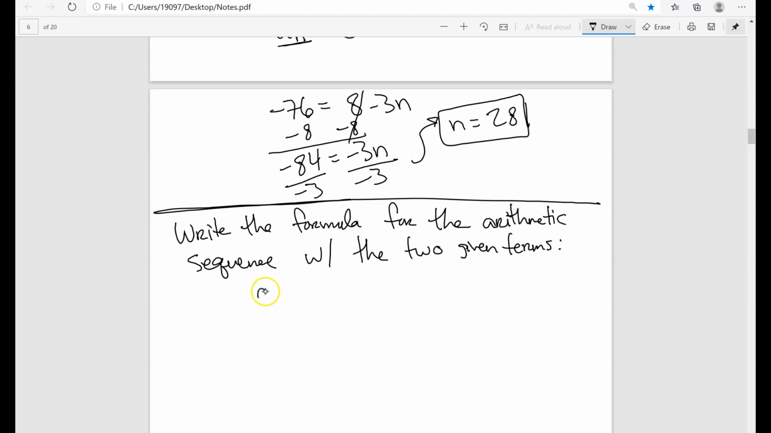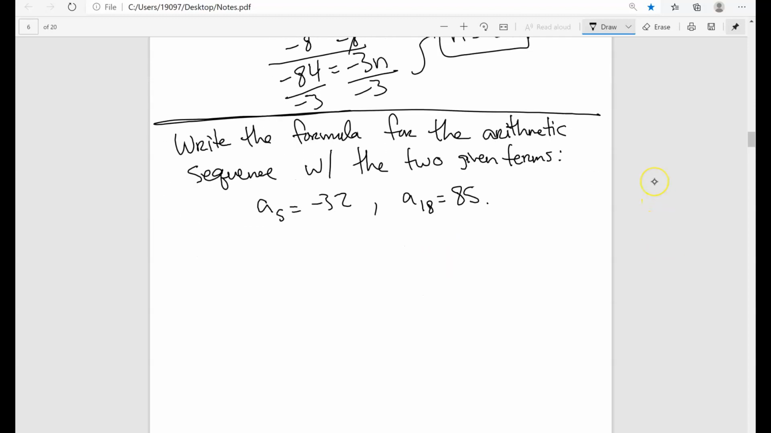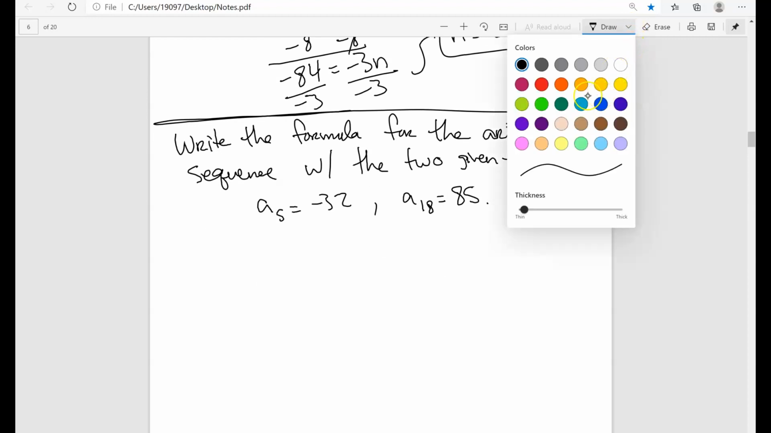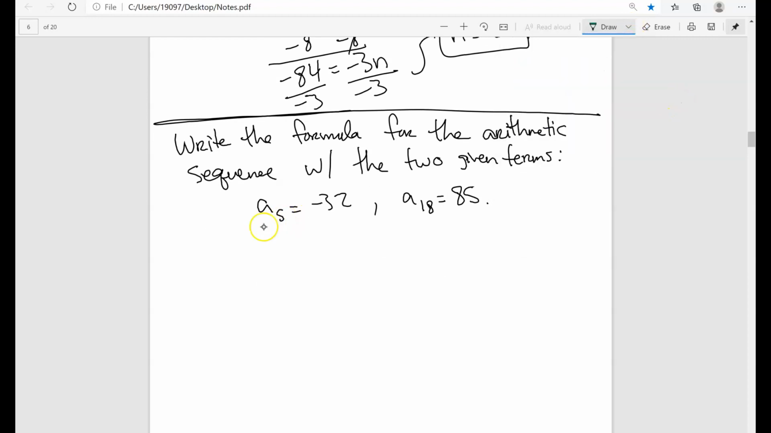So let's say we have A5 equals negative 32, and then A18 equals 85. Okay, so there's not a lot of things that they gave us here. They don't tell us what the difference is. They don't tell us what the first term is. They basically just gave us two arbitrary terms. One thing that you can do definitely is try to see from A5 to A18, from negative 32 to 85, how many times am I adding D until I get to that point? That can be a little tedious too. But this is what we're going to do.